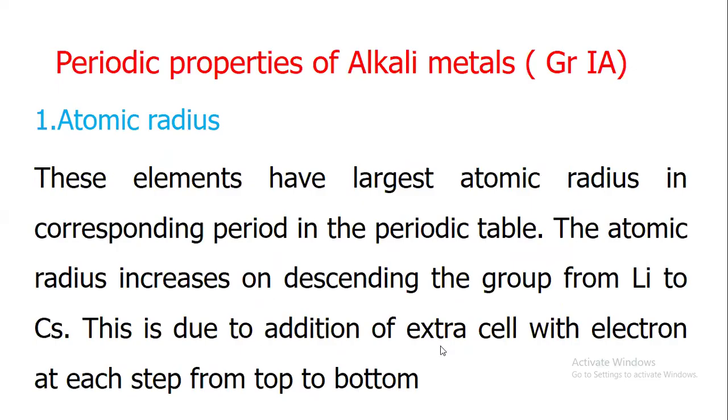Periodic properties of alkali metals, group 1A. Atomic radius: these elements have the largest atomic radius in the corresponding period in the periodic table. The atomic radius increases on descending the group from lithium to cesium. This is due to the addition of an extra shell at each step from top to bottom.